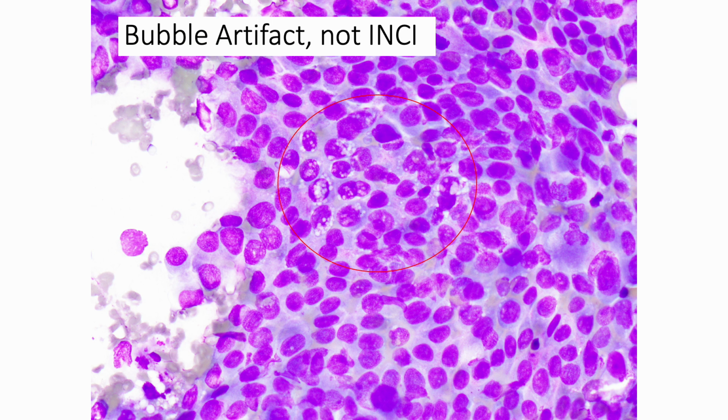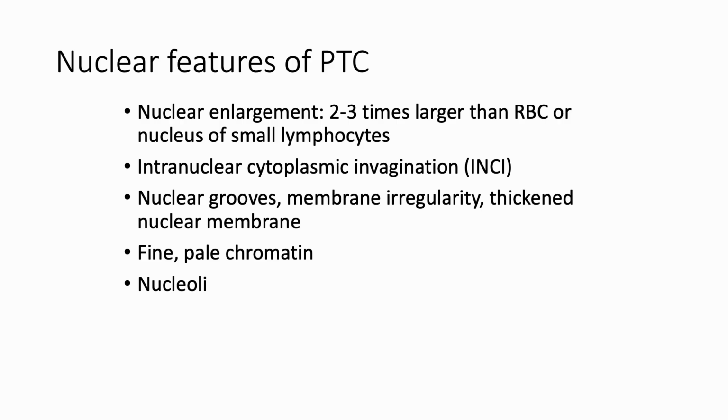Over here, we're looking at a bubble artifact. It might be sharply defined, but it's too small and not the same color as the cytoplasm. Now let's wrap up by summarizing the key nuclear features of PTC we've talked about. Nuclear enlargement, usually 2 to 3 times larger than a red blood cell or a small lymphocyte nucleus.